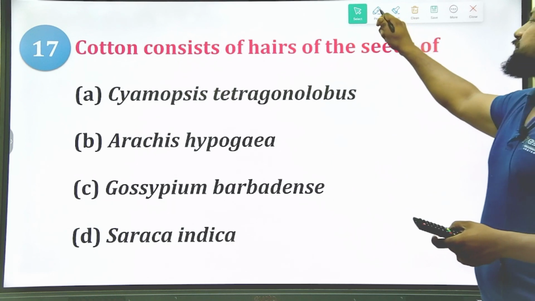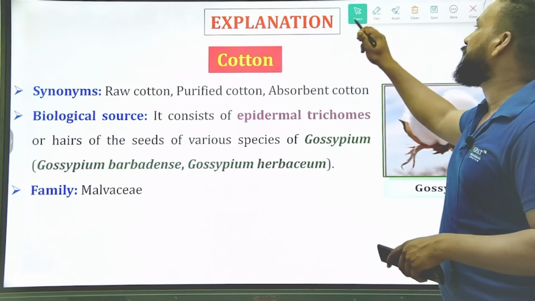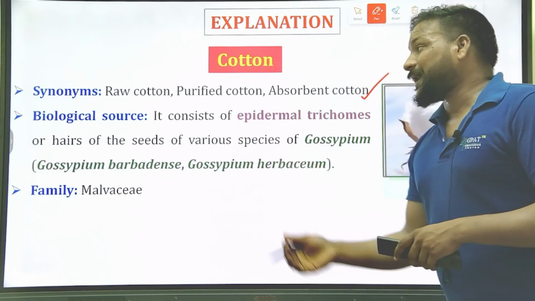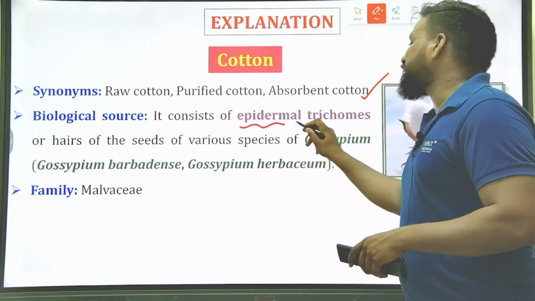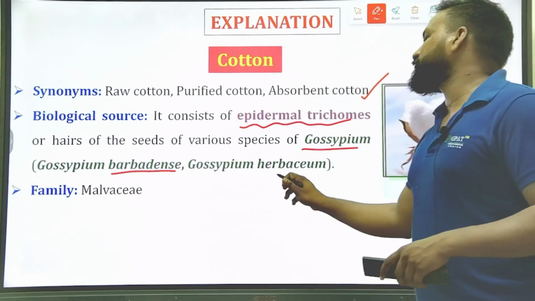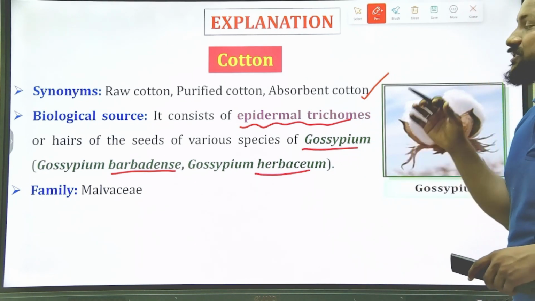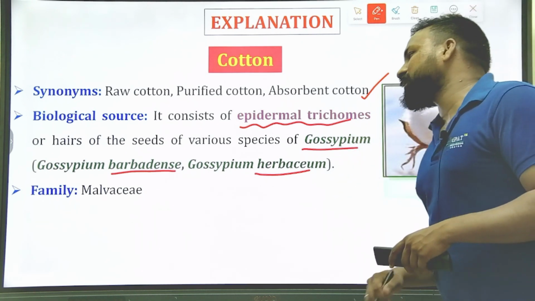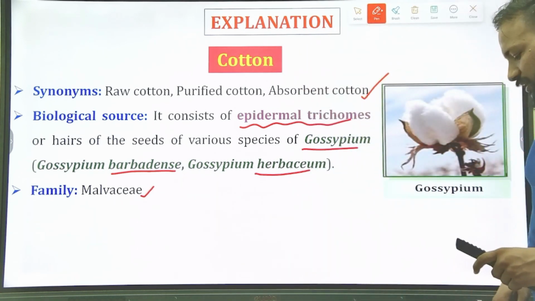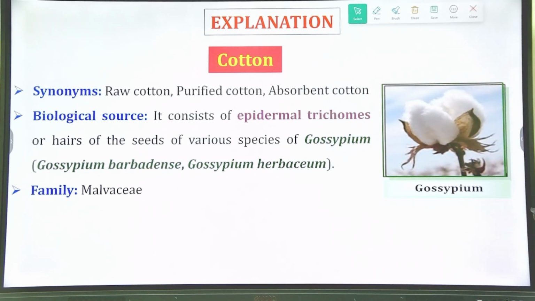We know that it is obtained from Gossypium barbadense. This is raw cotton. The cotton synonyms are absorbent cotton, purified cotton, and raw cotton. Biological source: it is obtained from the epidermal trichomes of Gossypium barbadense and Gossypium herbaceum, from the hairs of the seeds of these species. They belong to family Malvaceae. So that is the right answer. Comment your answers. Don't forget.